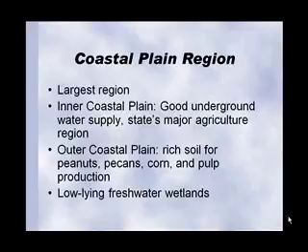The Piedmont borders the Coastal Plain region, which is the largest region. The inner coastal plain is good for underground water supply and is the state's major agricultural region. The outer coastal plain is rich soil for peanuts, pecans, corn, and pulp production. Brunswick is popular for pulp production. Also, the low-lying freshwater wetlands.